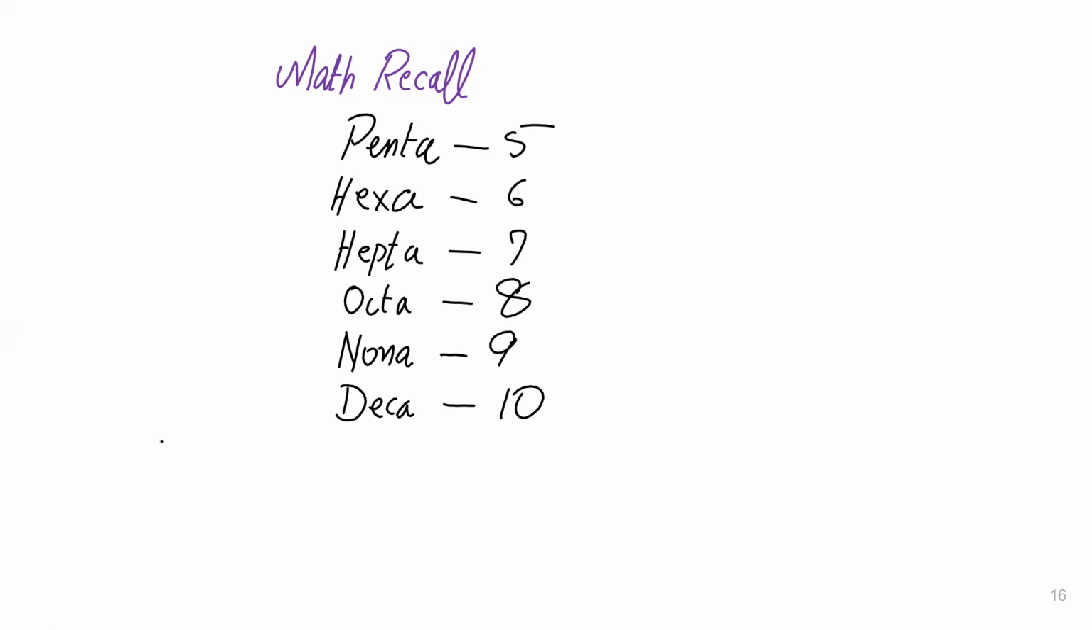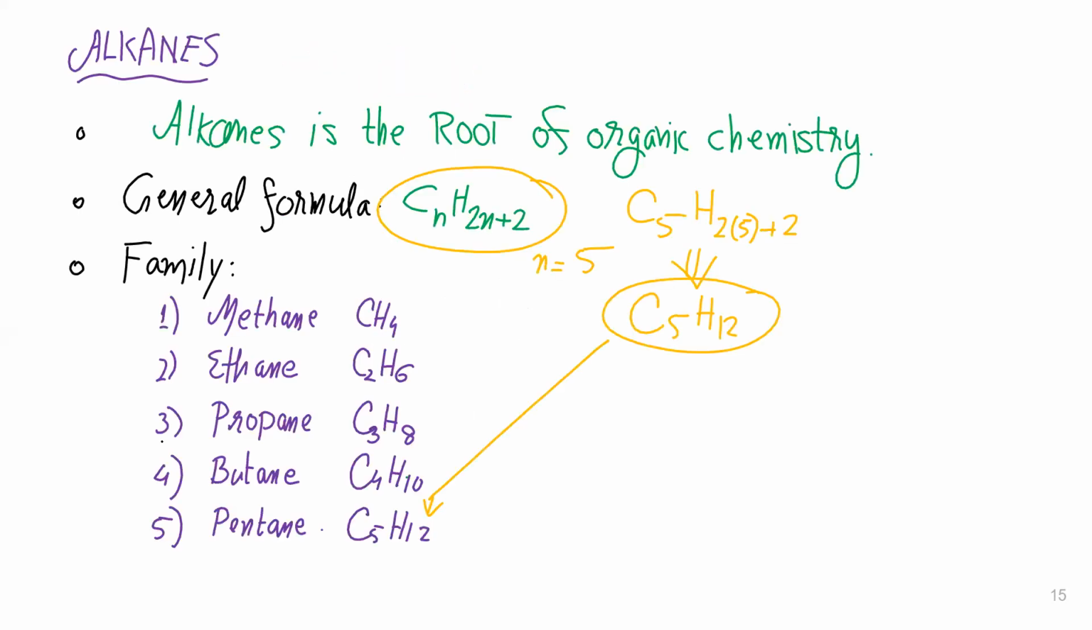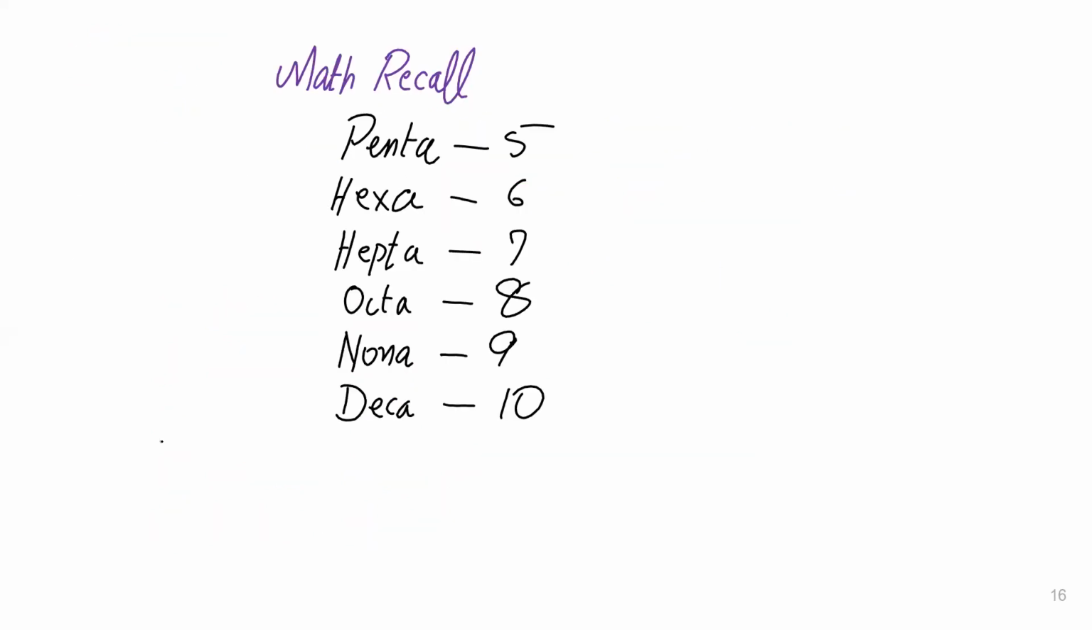So they involve maths. They decided that when an organic compound contains 5 carbons, it will be penta. When an organic compound contains 6 carbons, it will be hexa. Then if it contains 7 carbons, it will be hepta. So this was the idea, because they understood you can't label them separately.